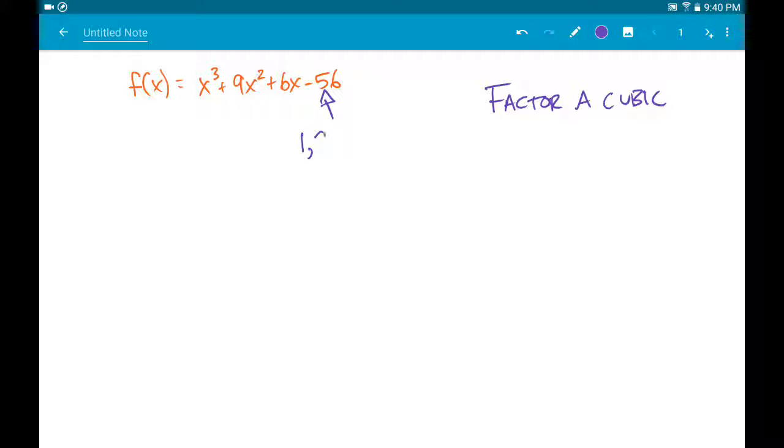1's a factor of everything. 2 goes in here. I don't think 3 does. I think 4 does. 5, 6, 7 times 8 is 56. We could go on further. But for now, let's look at these factors.